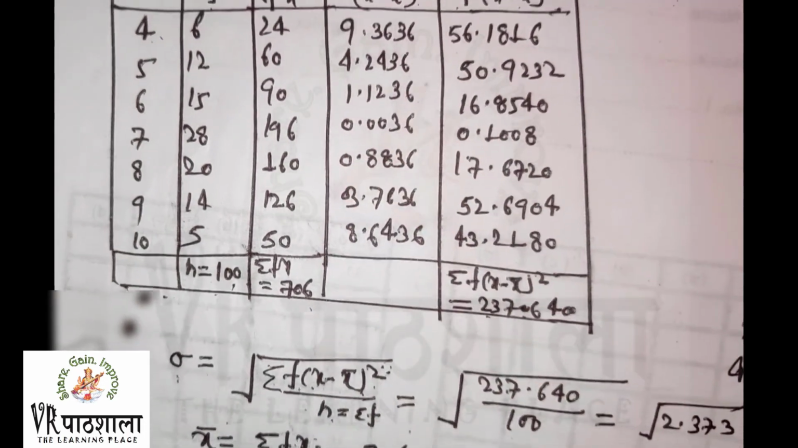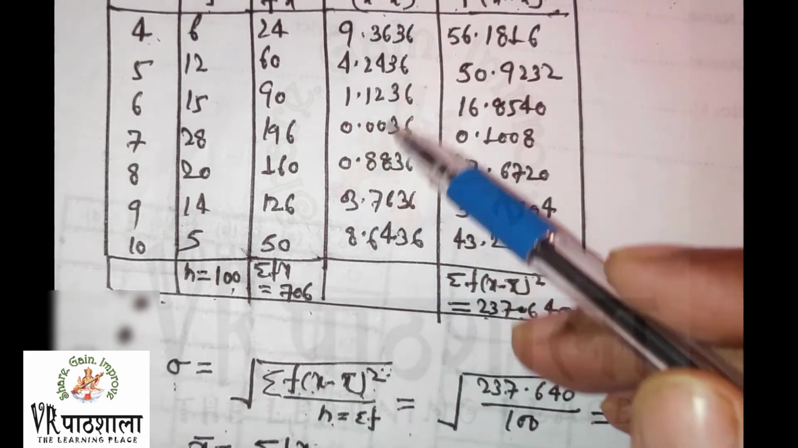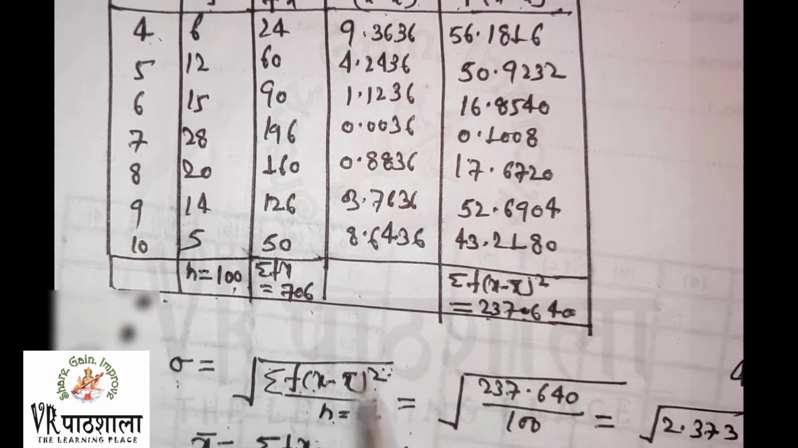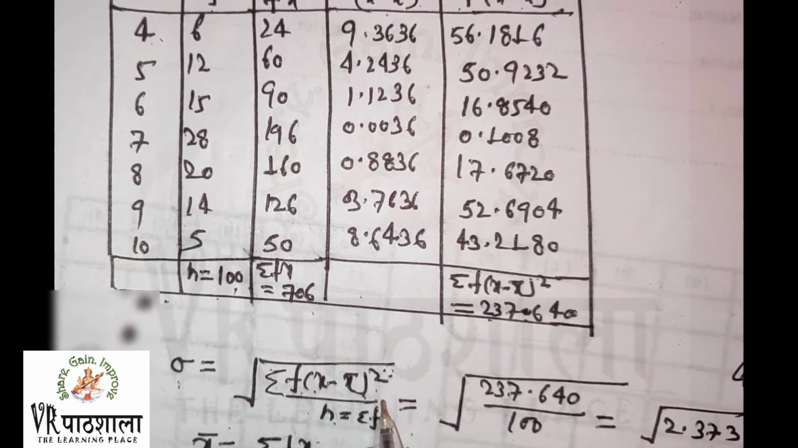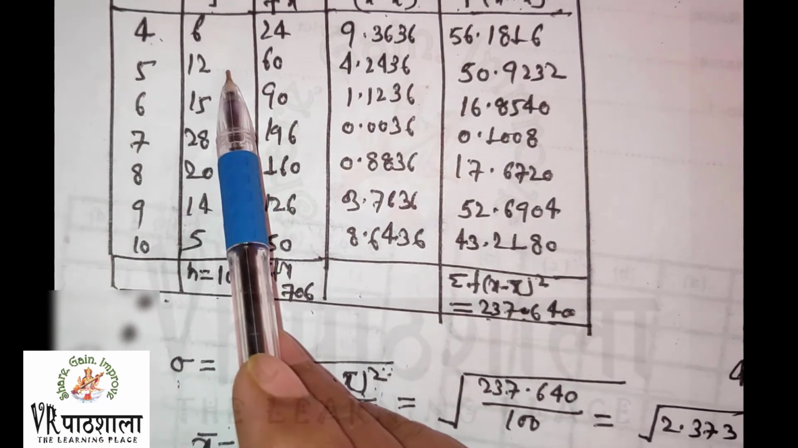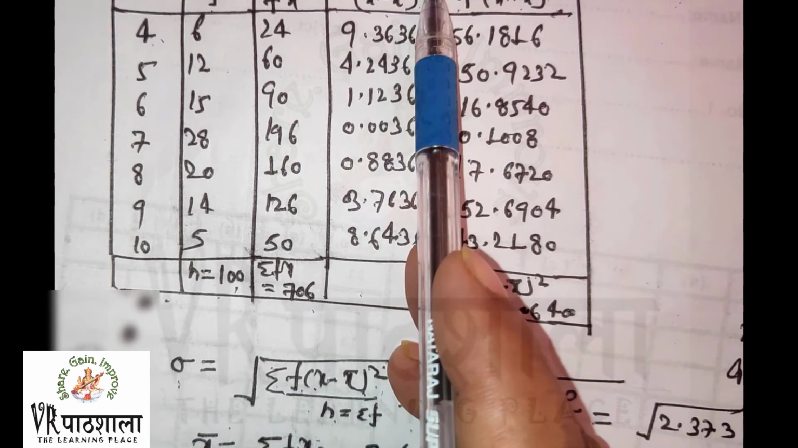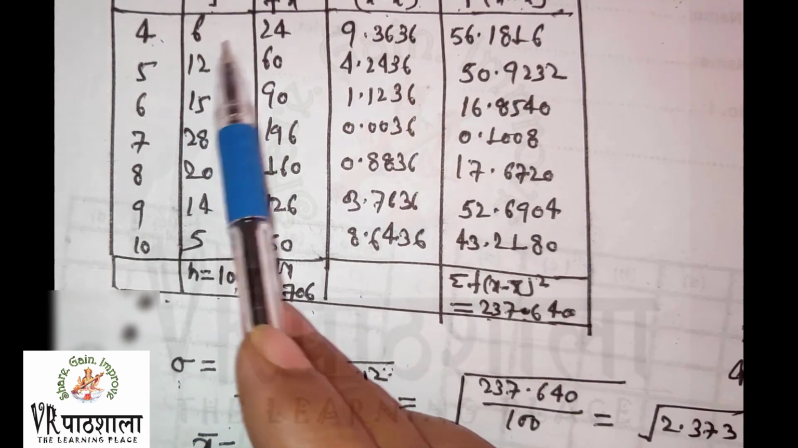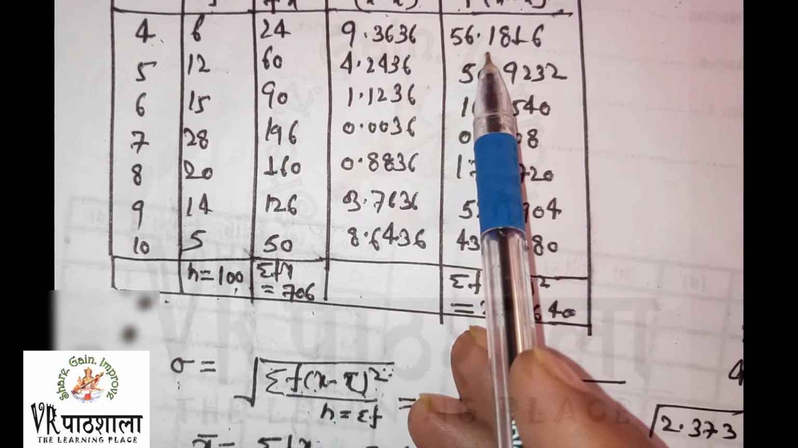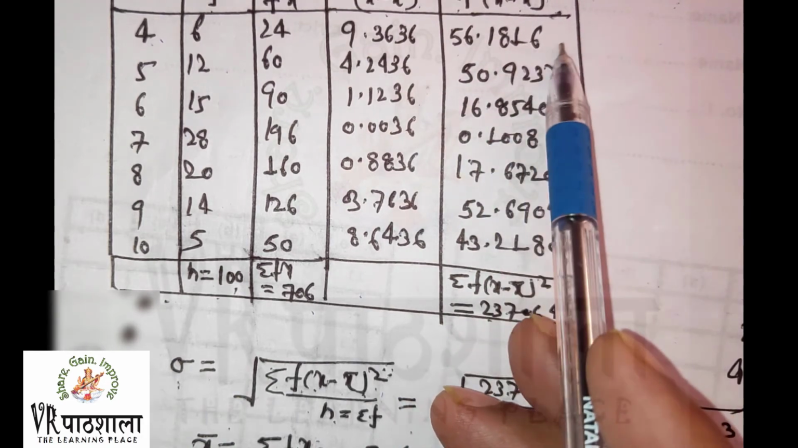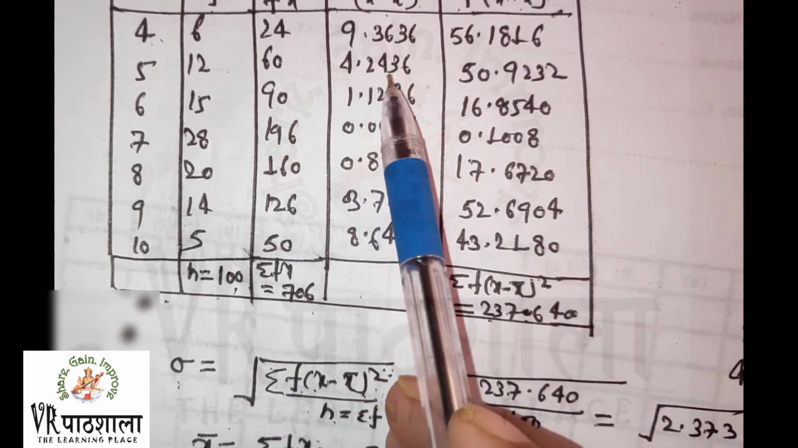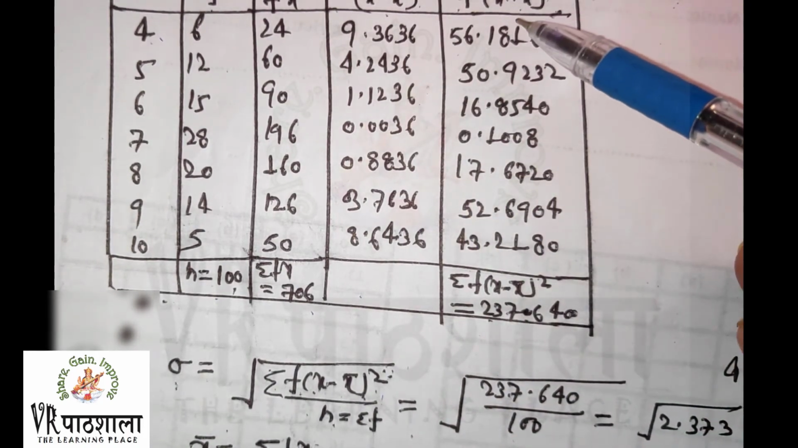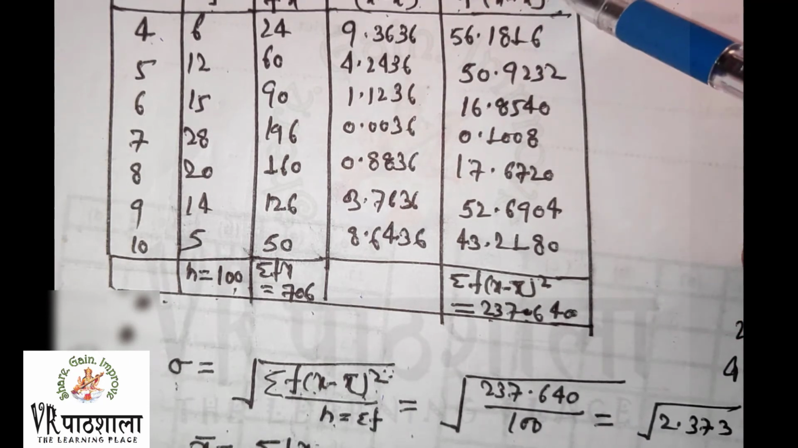Similarly we calculate all entries of (x minus x bar) square, but we need f into (x minus x bar) square, because the summation applies on f into (x minus x bar) square. F is given and we have also calculated (x minus x bar) square. So now we multiply f into (x minus x bar) square. So 6 into 9.3636 equals 56.1816. Similarly 12 multiplied by 4.2436 gives 50.9232. Similarly we calculate the product f into (x minus x bar) square for all entries.